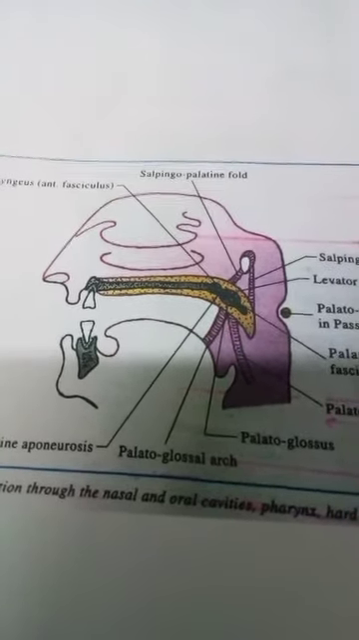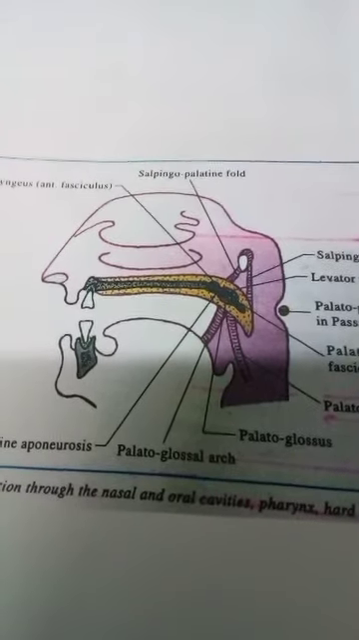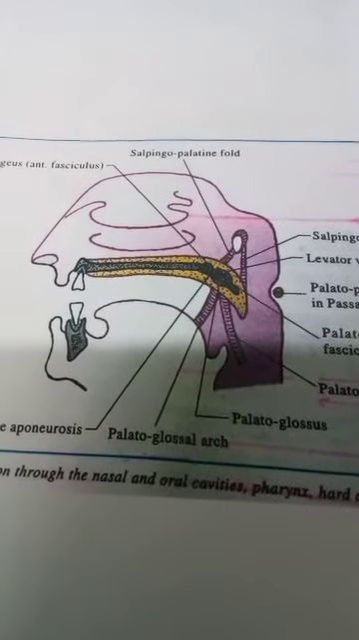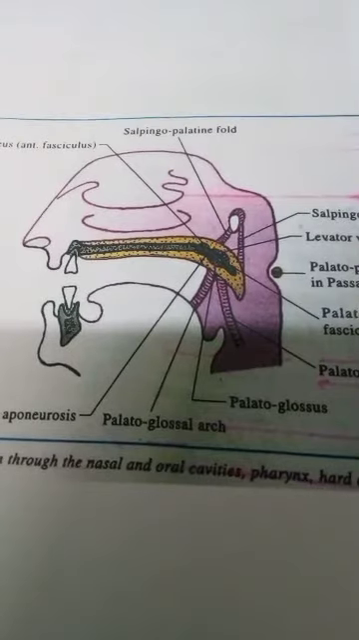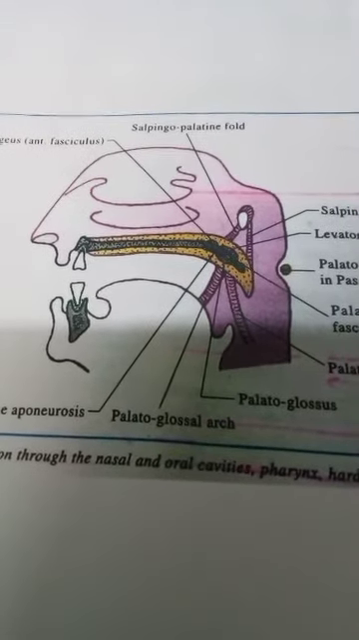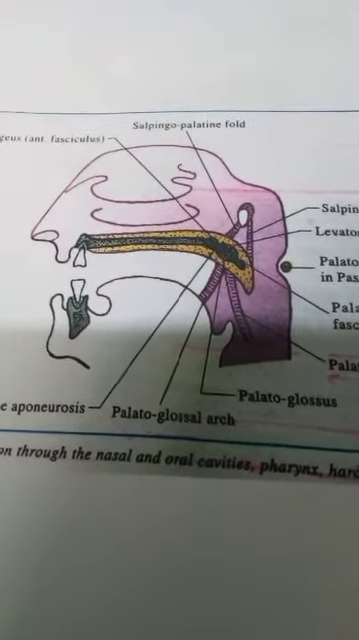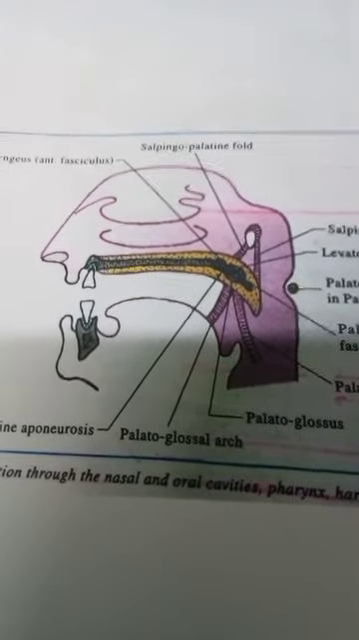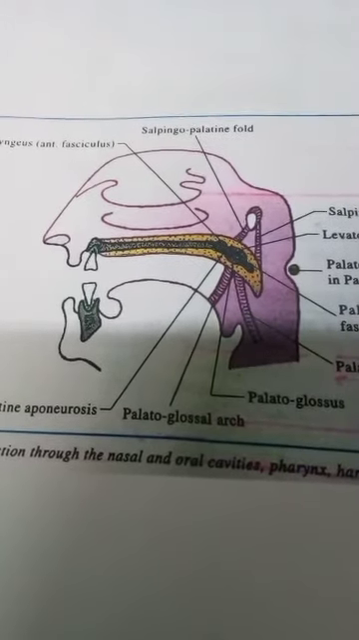Paralysis of soft palate may occur in diphtheria in children. The affected individual suffers from nasal voice and regurgitation of food through the nose during deglutition.